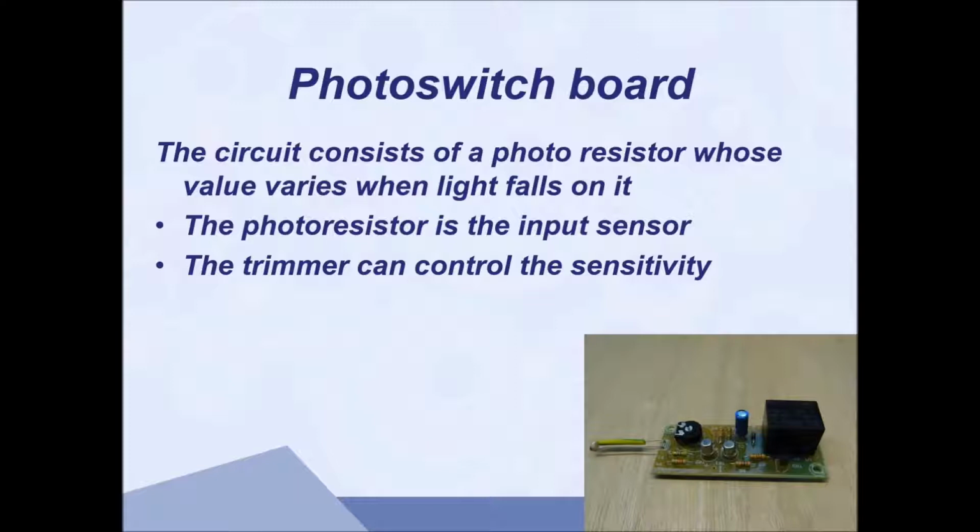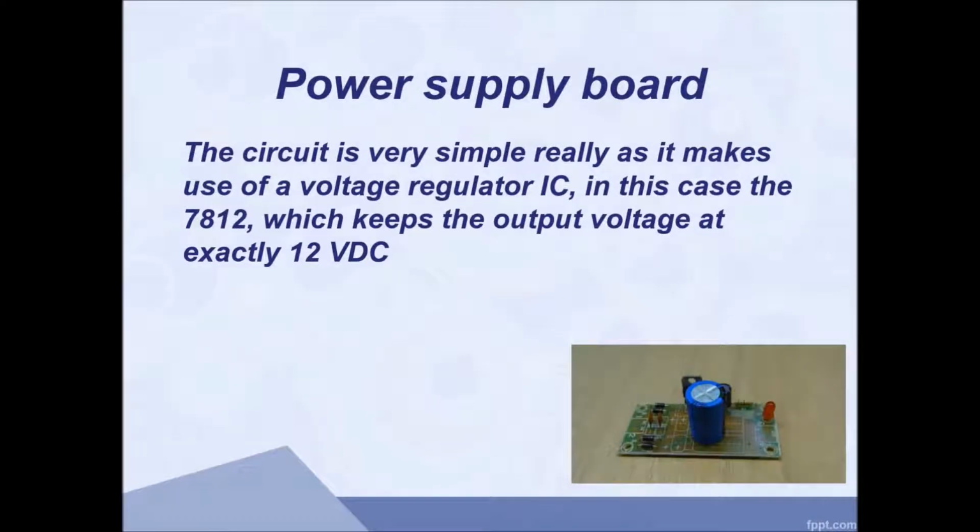Our Photoswitch board consists of an LDR photoresistor, which is our input sensor, whose sensitivity can be controlled by the trimmer. Our very simple power supply board uses a 7812 voltage regulator to keep the output voltage at 12 volts.